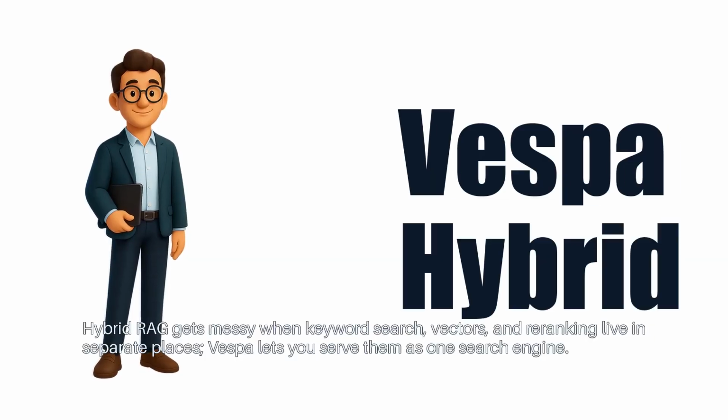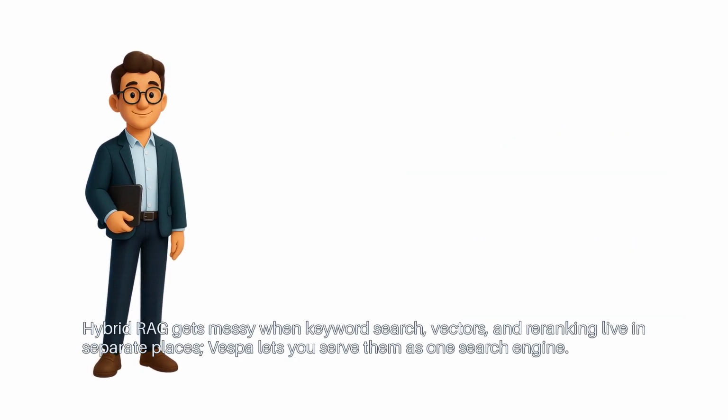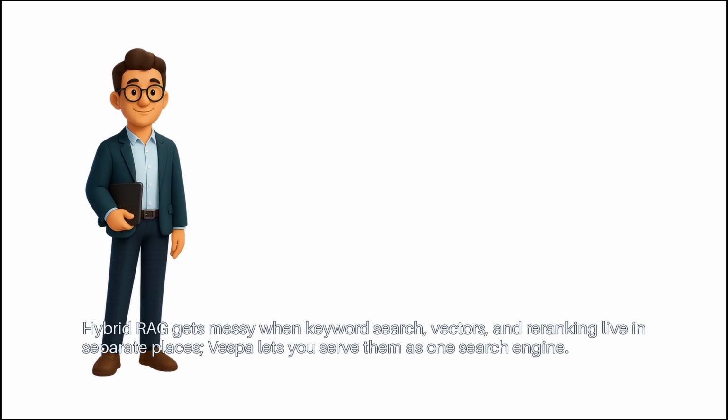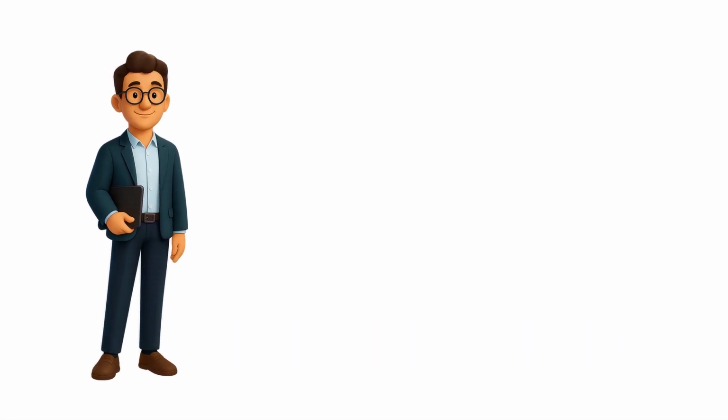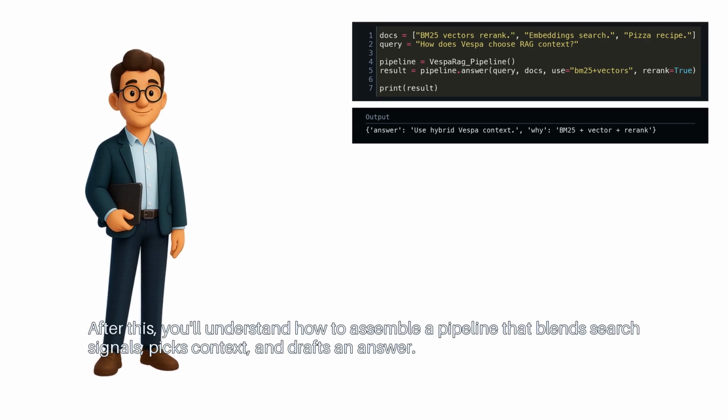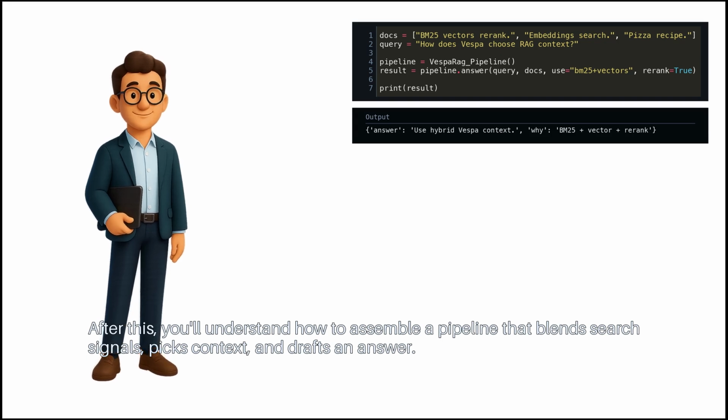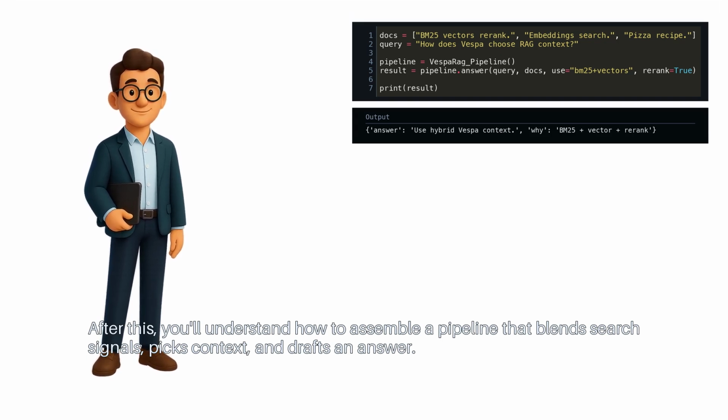Hybrid RAG gets messy when keyword search, vectors, and reranking live in separate places. Vespa lets you serve them as one search engine. After this, you'll understand how to assemble a pipeline that blends search signals, picks context, and drafts an answer.